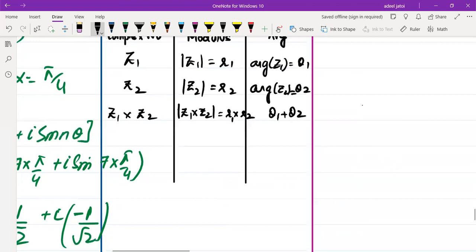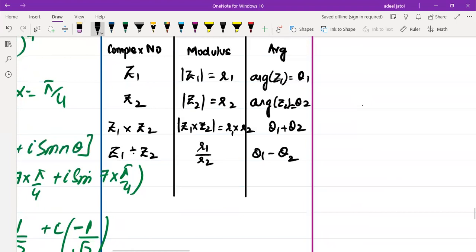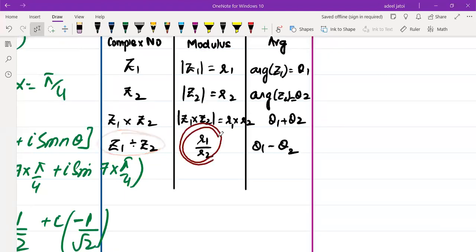If we have Z1 divided by Z2, your modulus will be R1 divided by R2, and your argument will be theta 1 minus theta 2. That means if two complex numbers are being divided, their moduli will be divided, whereas their angles will be subtracted.